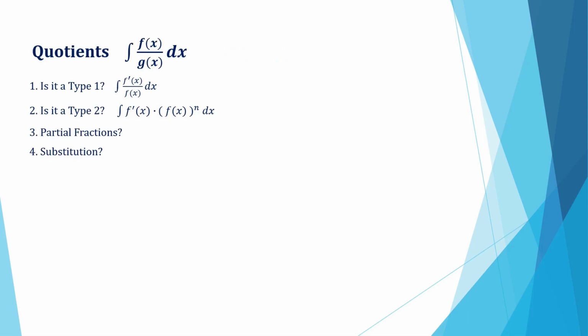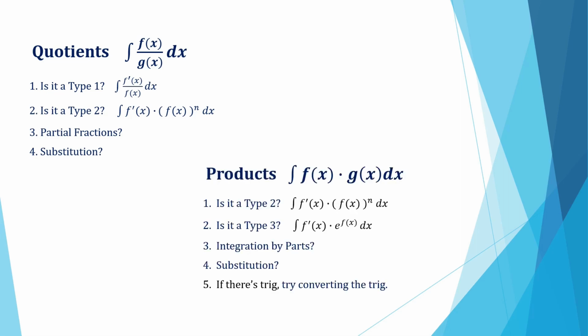So to summarize what's on my checklist, for quotients, I'd start by asking, is it a type 1? Then, is it a type 2? Is it partial fractions? Could it be integration by substitution? And when it comes to products, I'd start with, is it a type 2, a type 3? Is it integration by parts or substitution? And if there's trig, try converting the trig into a different form.